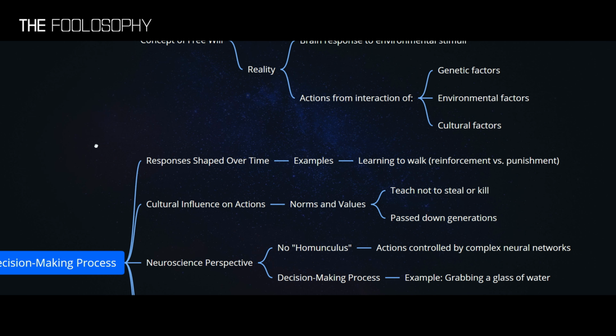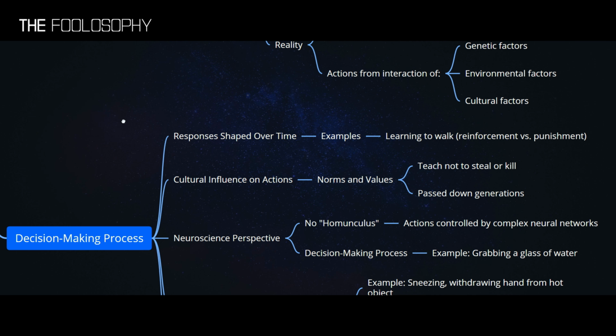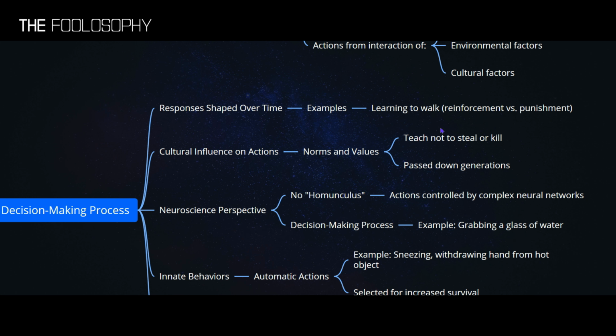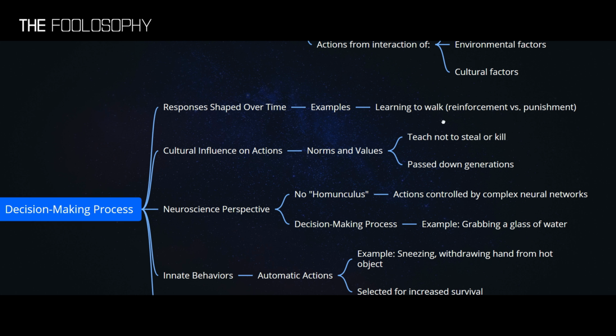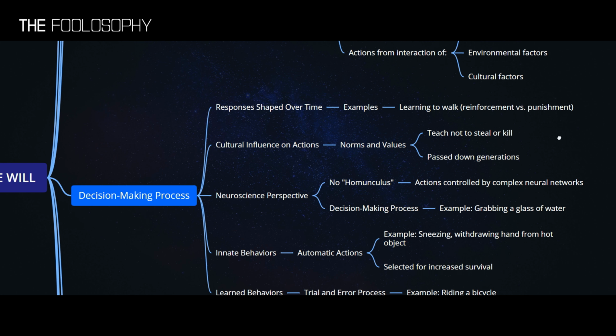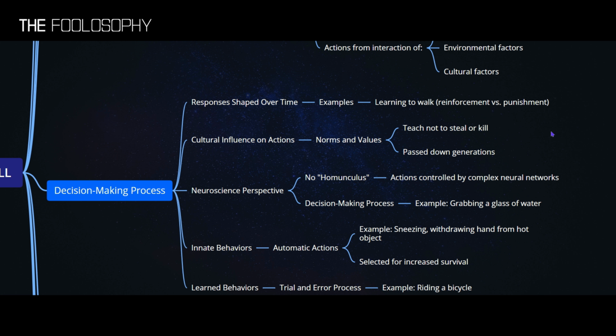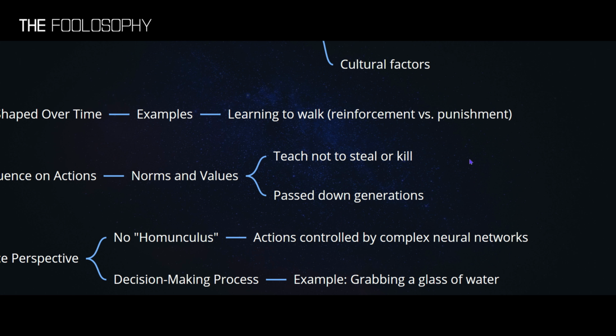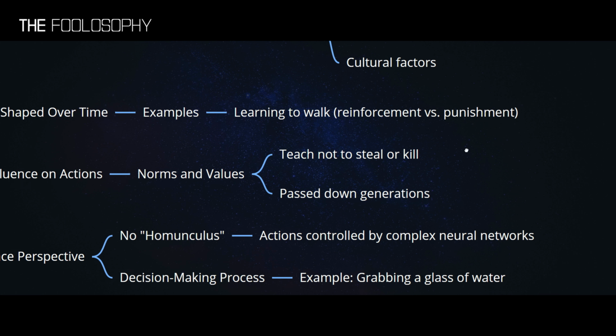There isn't a tiny person inside our brain making all the decisions. What we call decisions are actually responses to stimuli shaped over time. For example, when we learned to walk as babies, we tried to stand up and, upon falling, learned that rising too quickly wasn't effective. We tried again, slower this time, and upon successfully standing, learned that this was the correct method. This trial and error process is shaped by reinforcements and punishments from the environment.